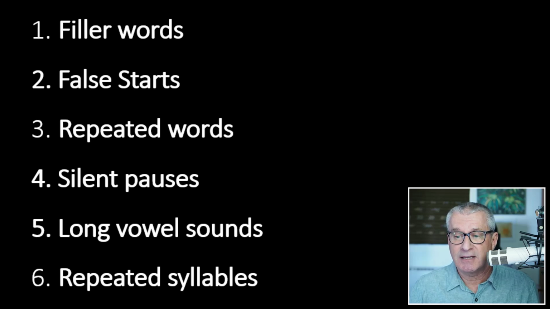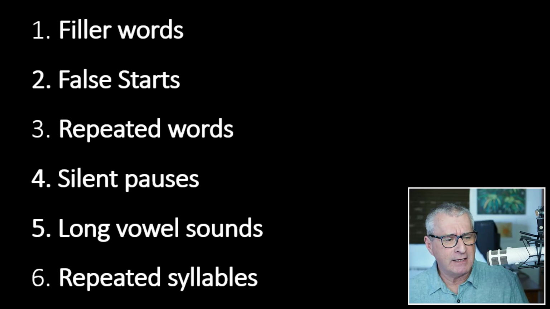The second one, false starts. Starting the sentence, starting the same sentence twice or even 3 times. Number 3, repeated words. Do you see what I mean? Next one, silent pauses. Number 5, long vowel sounds. It can be really annoying when you make those vowel sounds long. And number 6, repeated syllables is another disfluency.